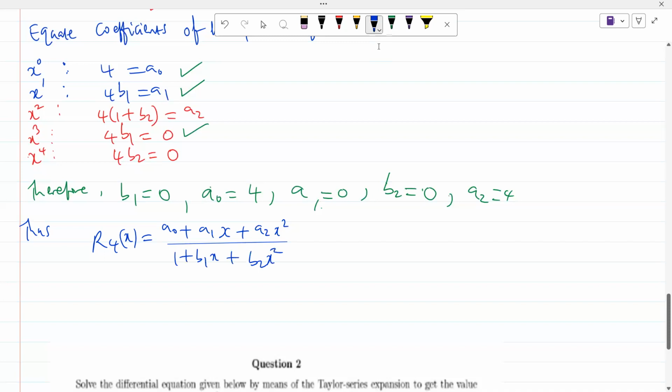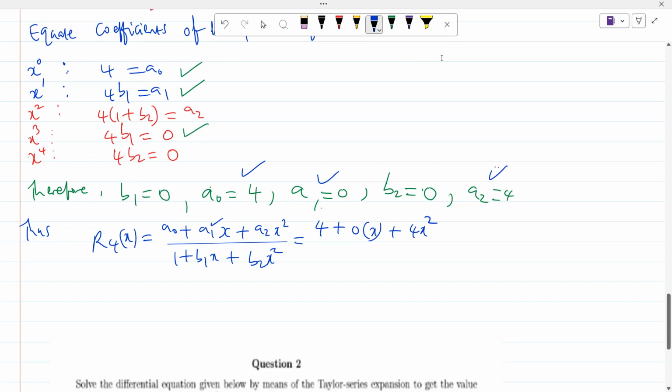So what is a naught? It's 4. What is a1? A1 is 0, so you can put 0 into x because a1 is 0. And then we have a2. What is a2? We can see that a2 is exactly 4x squared because a2 is 4. We have already got it from the algebraic manipulation. Okay, so we are good.